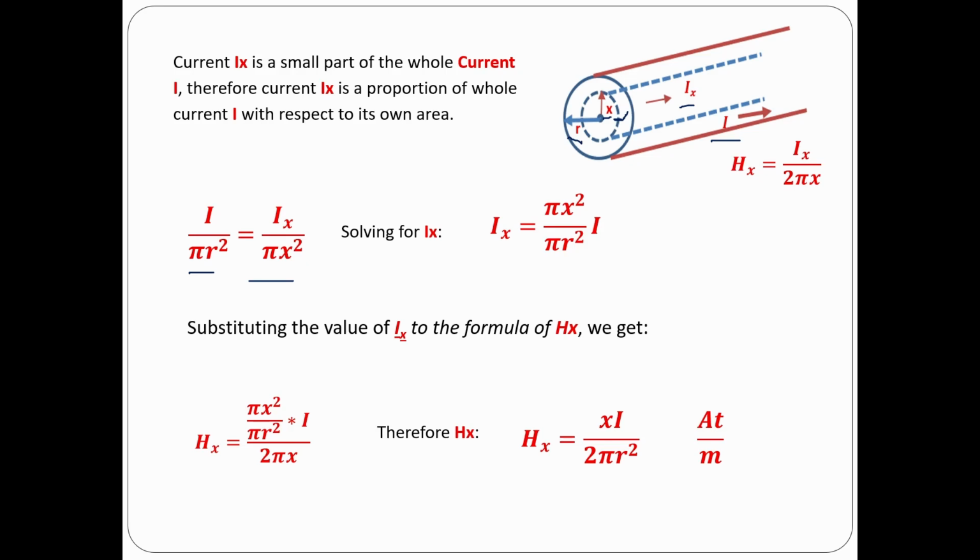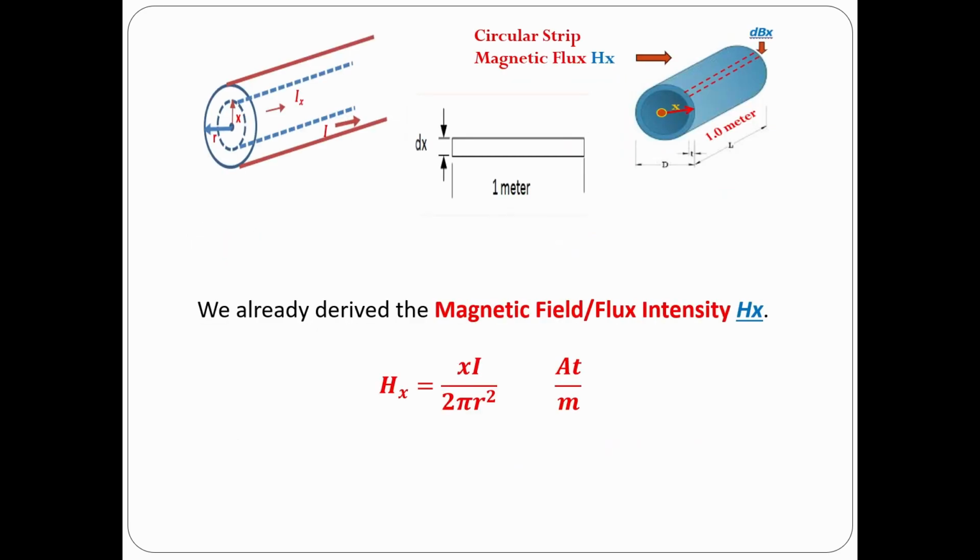Substituting the value of Ix into the formula of Hx, we get Hx is equal to pi x squared over pi r squared times I, over 2 pi x. Therefore, Hx is equal to xI over 2 pi r squared in ampere turn per meter. We already derived the magnetic field intensity Hx in the previous slides. As we will see in this figure, this Hx is over a circumferential surface 1 meter in length.